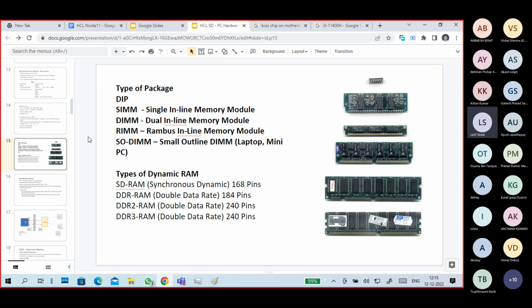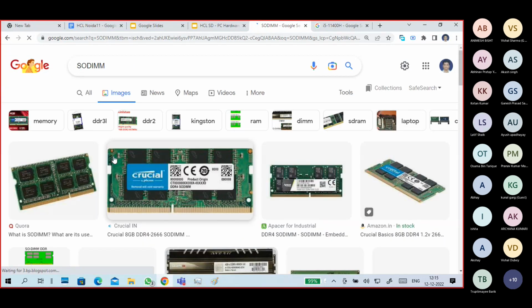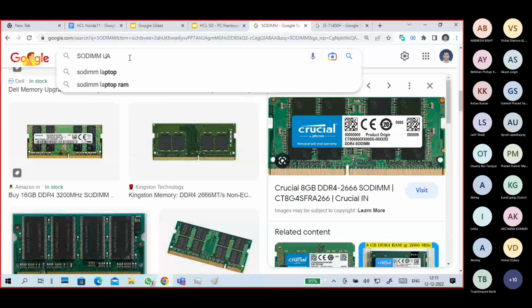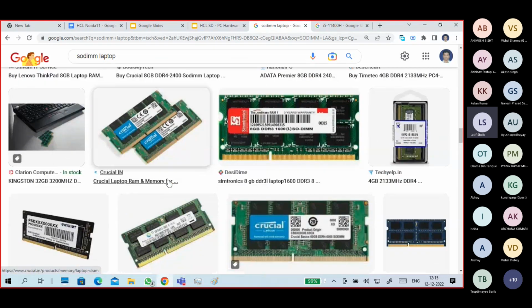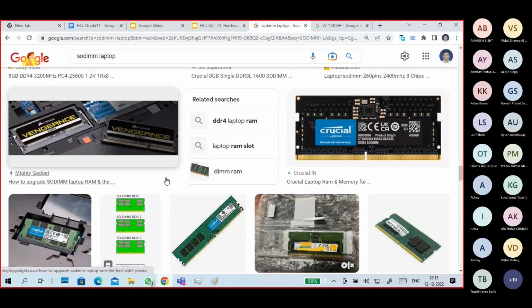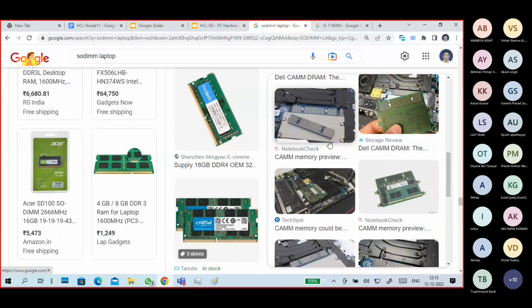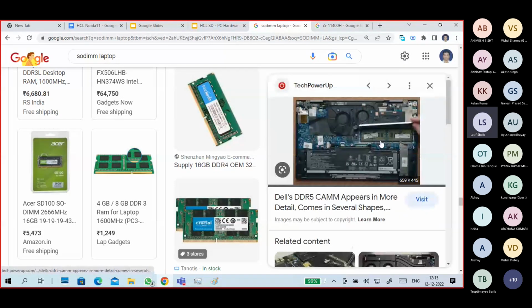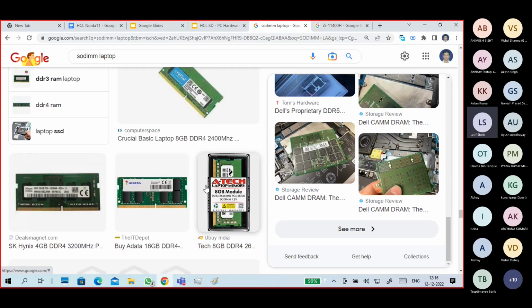For laptops and mini PCs, we use SODIMM packages. SODIMM: small outline dual inline memory module. These SODIMM RAMs look like this one, smaller in size, useful for laptop purposes. They insert these RAMs into laptops. Not a clear picture, but it will be like this. Sometimes side by side, sometimes one by one, where one is at the bottom and one is on top. That kind of RAMs are there.